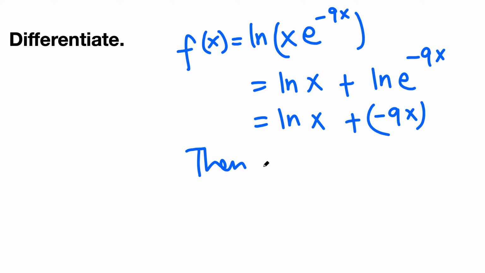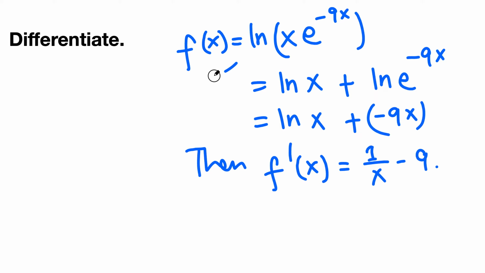Then we can take the derivative. The derivative of ln x is 1 over x. The derivative of minus 9x is minus 9. So the answer is 1 over x minus 9.